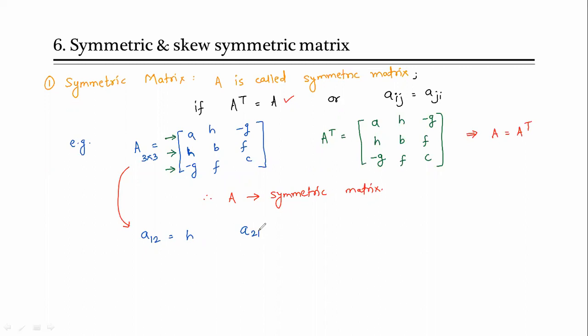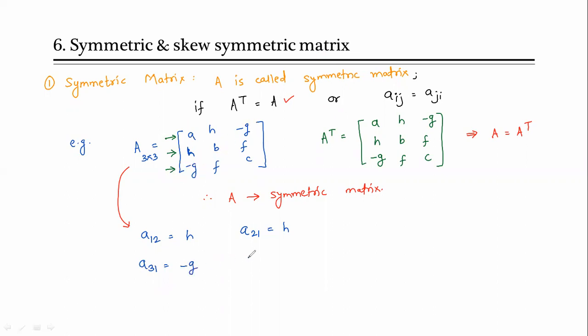Now what is A21? That means the element belonging to second row and first column. So what is that? H. Suppose A31. Now, what do you mean by A31? It is an element belonging to third row, first column. This is the third row and this is the first column. That is what? Minus G.